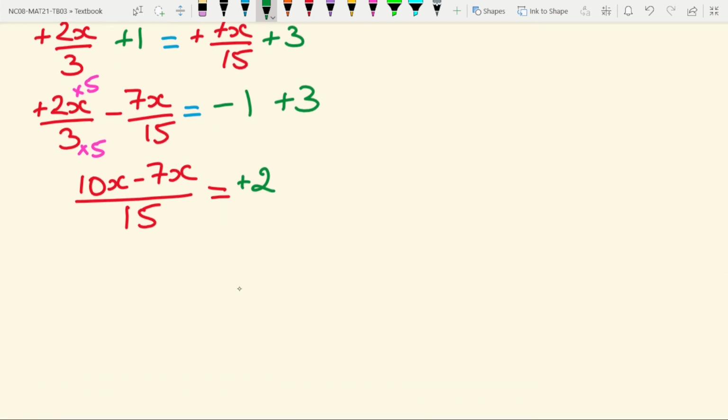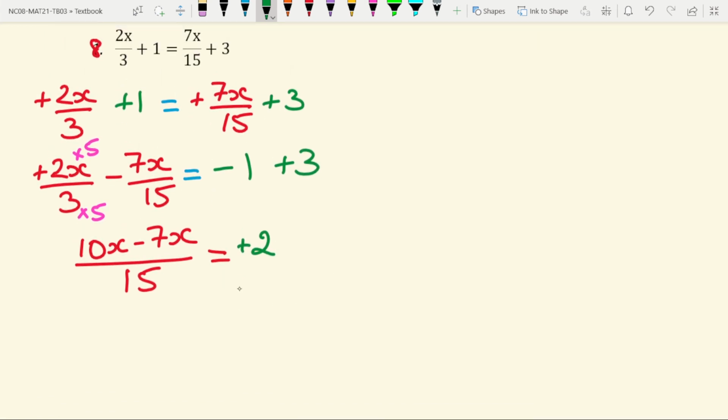Next, let me solve it. Next what I will do is, 10x minus 7x are like terms, so we can combine them. So 10x minus 7x is nothing but 3x. So I can write 3x here. Let me change the color. 3x divided by 15 is equal to plus 2.